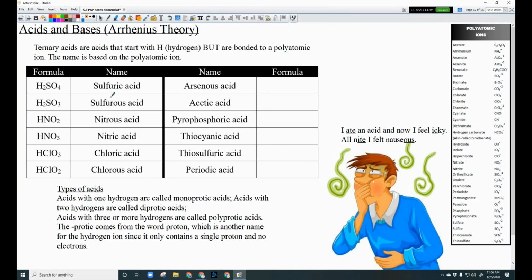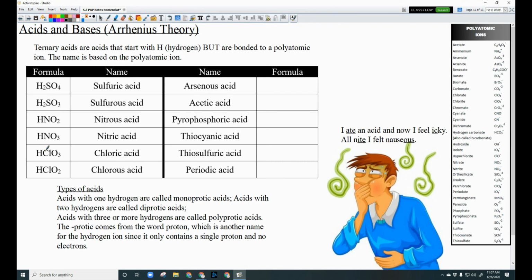Okay, sulfurous acid. All right, so NO2. Let's find NO2. It's right here. It's nitrite. Ite goes to us, so this is nitrous acid. NO3, here we see is nitrate. Ate goes to ic, nitric acid. So nitrous acid, nitric acid.